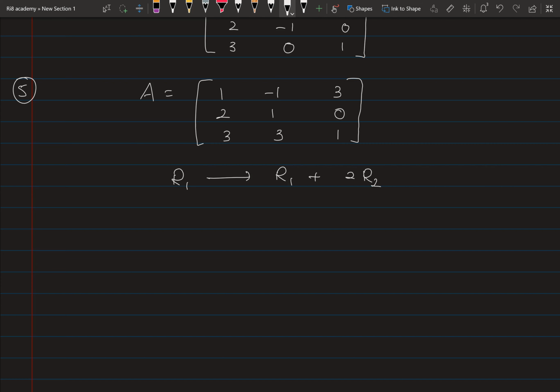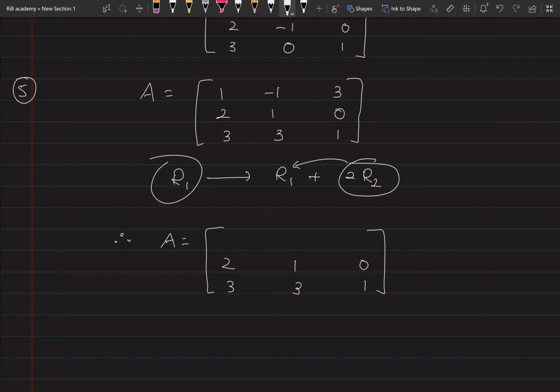Okay, now try to understand the meaning of this operation. What it says is that you first of all multiply this R2 by 2, and then whatever answer you get will be added to R1, and that whole answer will be written in the place of R1. That means we are going to change R1. So R2 and R3 will be copied as it is. So that's what I did right now.